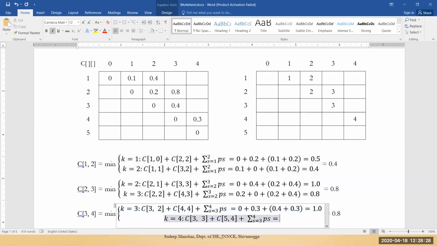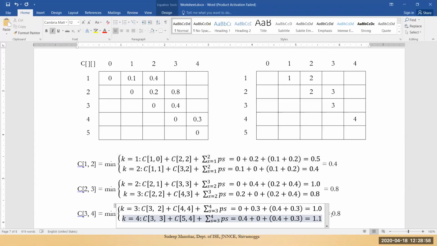What do you get for this? C of 3 comma 3. C of 3 comma 3 is 0.4, plus C of 5 comma 4. C of 5 comma 4 is 0, plus the same probabilities repeat, 0.4 plus 0.3 is equal to, 7 plus 4, 1.1.